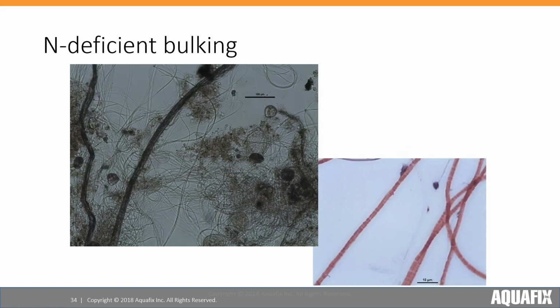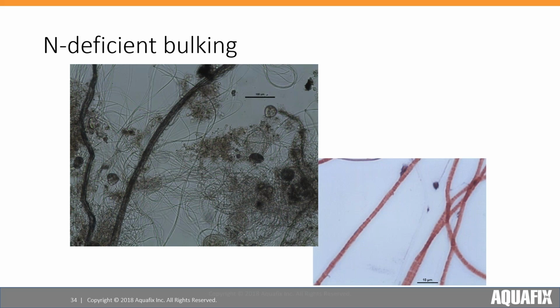Nitrogen deficient bulking also can occur when your incoming ammonia is too low. And this bulking is generally characterized by low influent ammonia but high effluent ammonia and a whole bunch of filaments. So the filament we most commonly see in this low incoming ammonia situation is type 021N or Thiothrix. This filament can thrive in aeration basins with low nitrogen.